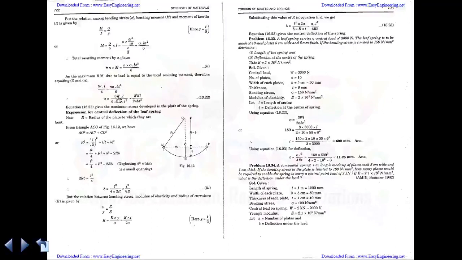Rearranging this, sigma is equal to 6 WL by 4 n b t squared. Simplifying again, 3 by 2 WL by n b t squared. So this is the formula to find the bending stress, that is the maximum bending stress.